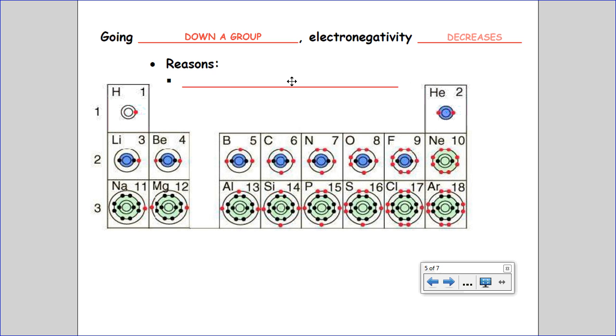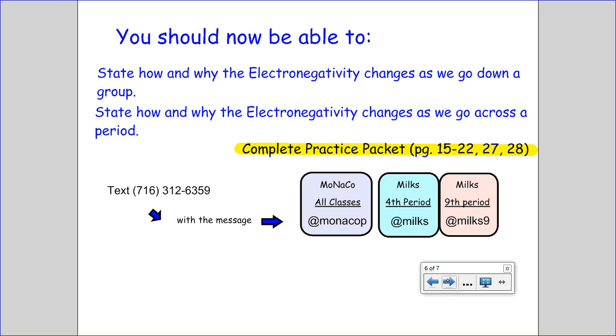Now, as we go down a group, electronegativity decreases. Why? Because we have increased shielding. Remember, all these inner rings of electrons are running interference. So that valence electron does not feel the nucleus very well. And as you add another shell, it feels it less and less. So there is less of a pull for the outside electrons. Therefore, we call that decreased electronegativity.